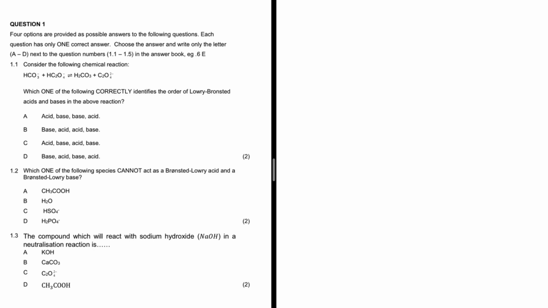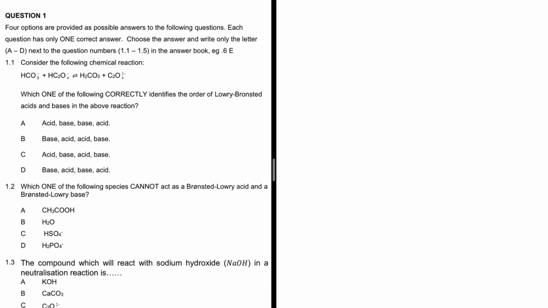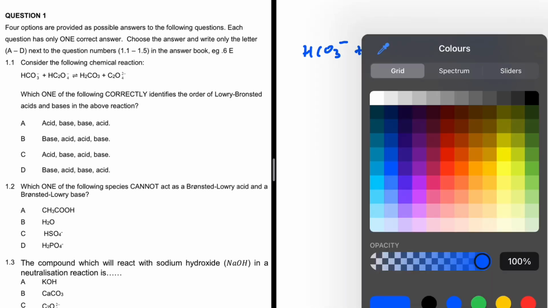1.1, consider the following chemical reaction. Let's take a look at that chemical reaction. Which one of the following correctly identifies the order of Brønsted-Lowry acids and bases in the above reaction? Okay, so let's take a look. What do we have? We have HCO3 minus plus HC2O4 minus, giving us H2CO3 plus C2O4 2 minus. So let's go ahead and dissect this.